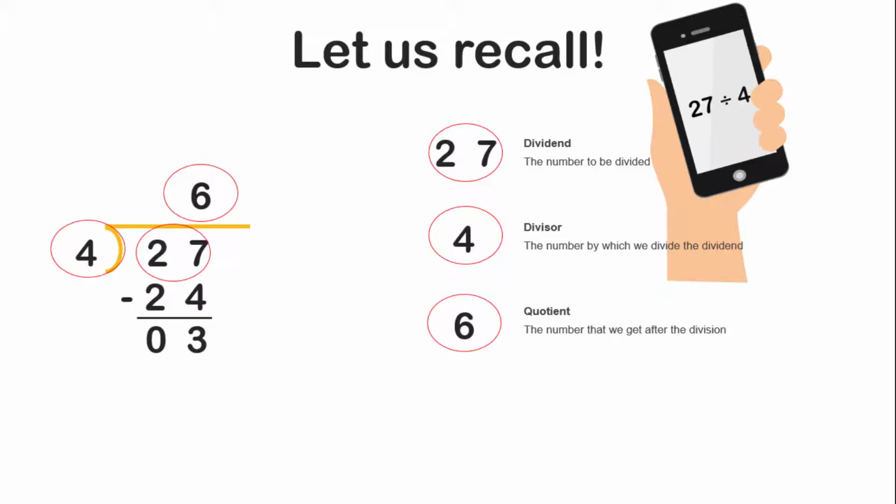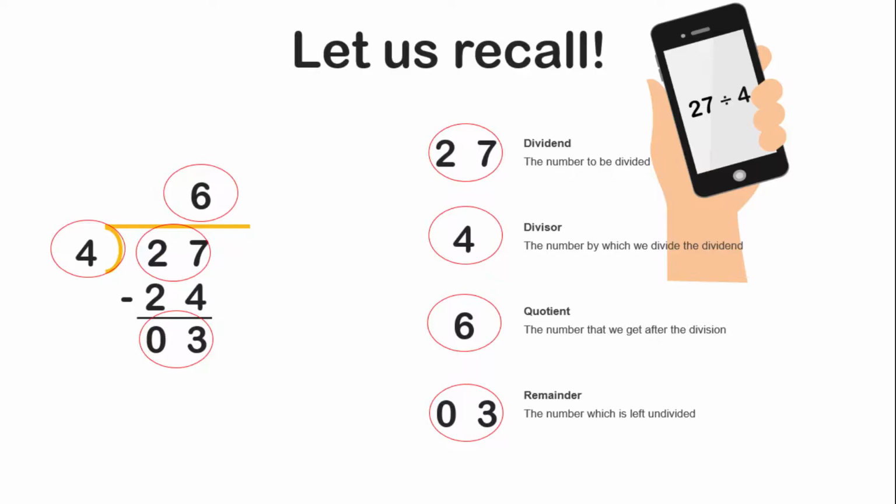At the end, you see that I was left with something which is 3. This 3 is known as the remainder. Now note, in some cases you may be left with nothing. So your remainder will become 0. For example, if I had 24 divided by 4. In such a situation, it would be 4 6s are 24 and my remainder would be 0. So remember that there will be times when you will have remainder as 0.